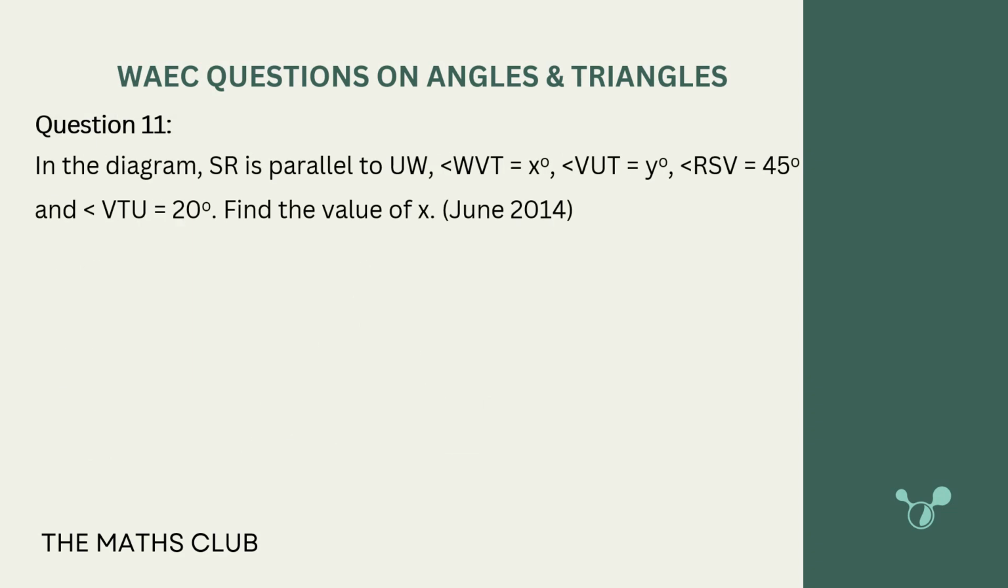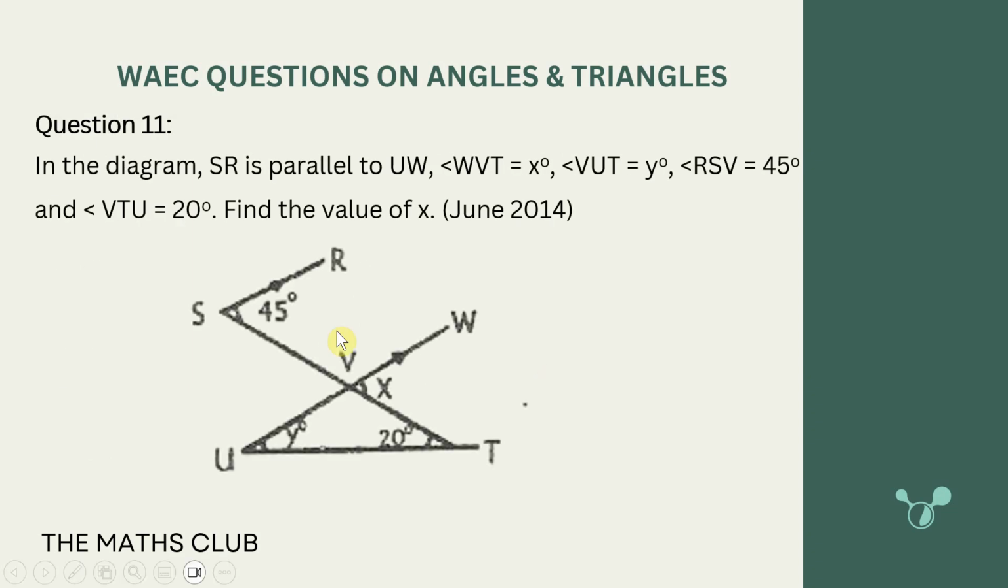Question 11 says that in the diagram, SR is parallel to UW. You can see that: this is the parallel line, this is the parallel line. Angle WVT is equal to x degrees. Angle VUT is equal to y degrees. Angle RSV is equal to 45 degrees. Angle VTU is equal to 20 degrees. Find the value of x.